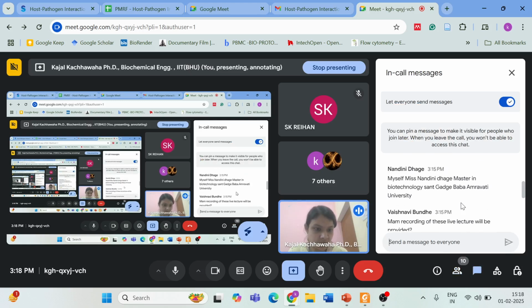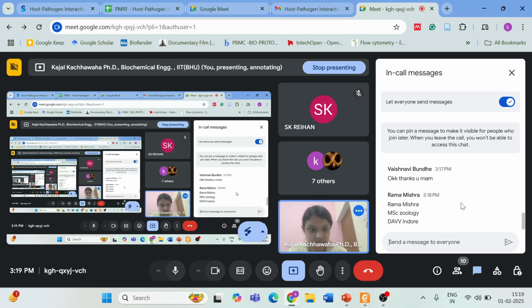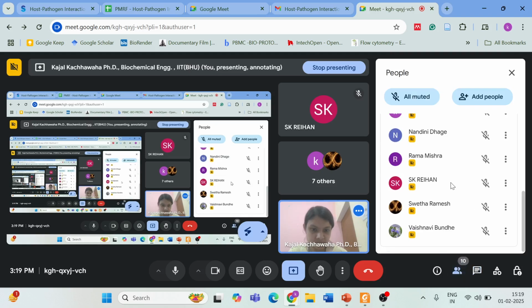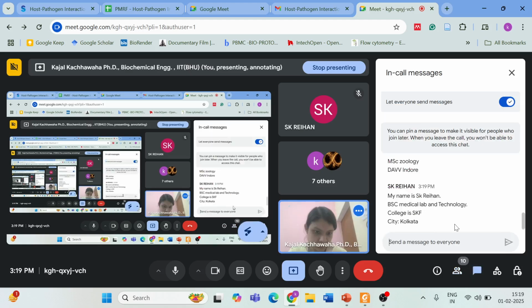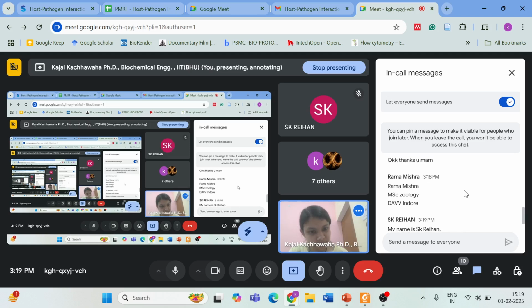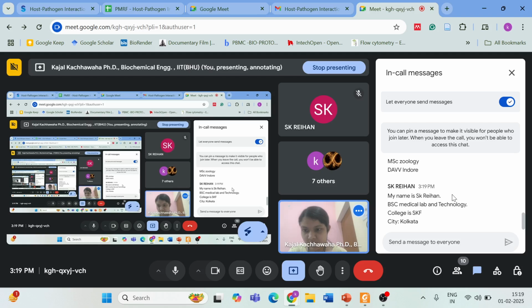Others, are you also writing your introduction, or shall we start? Okay, medical lab technology. Okay, Kolkata. So are you studying this immunology course for your degree requirement, or just for the knowledge, studying it side by side? Or is there some elective course that you can take from NPTEL?